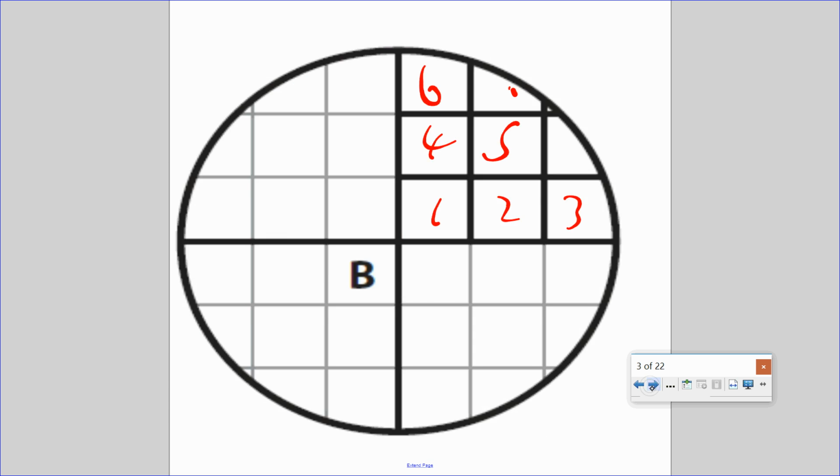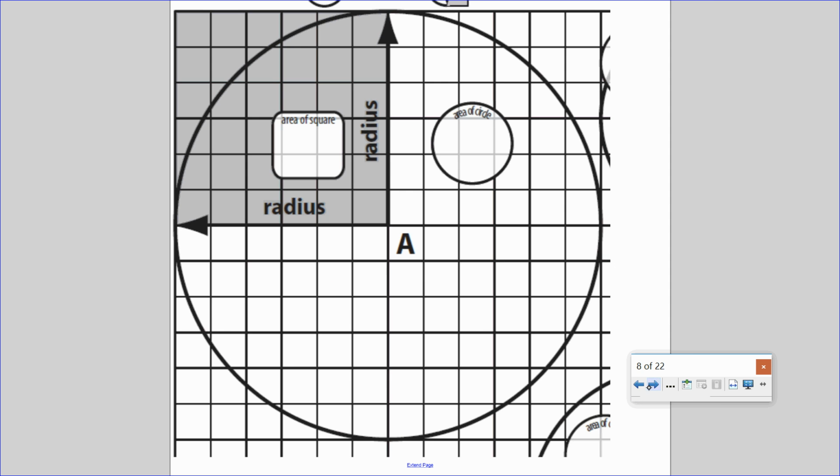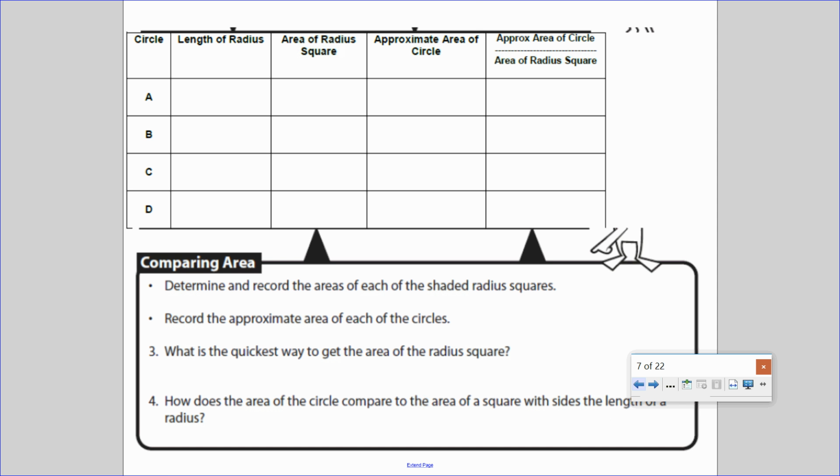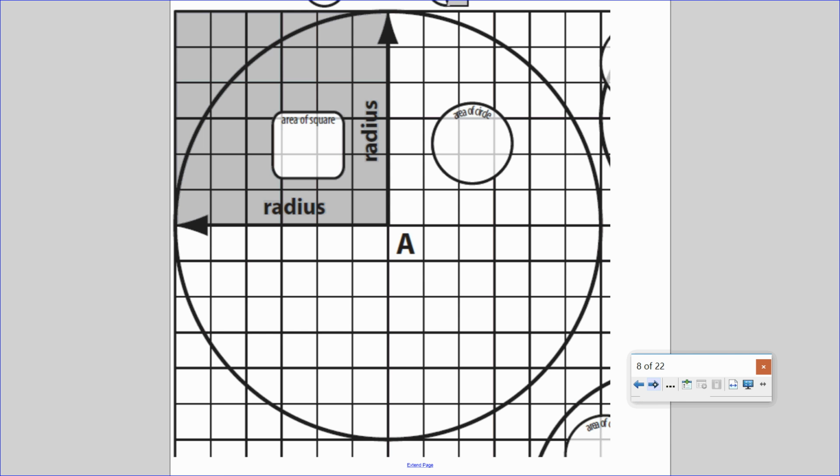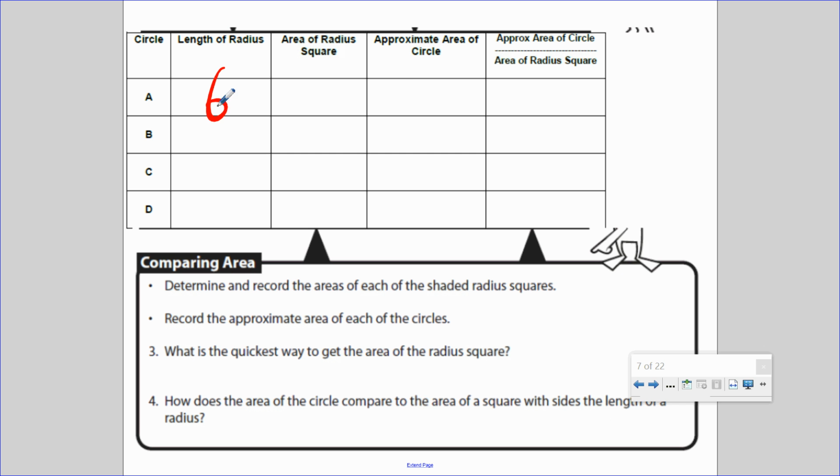Now that we've done that part, here's the next part. Our answers were: A was 112, B was 28. Now determine and record the areas of each of the shaded radius squares. Record the approximate area of each of the circles.